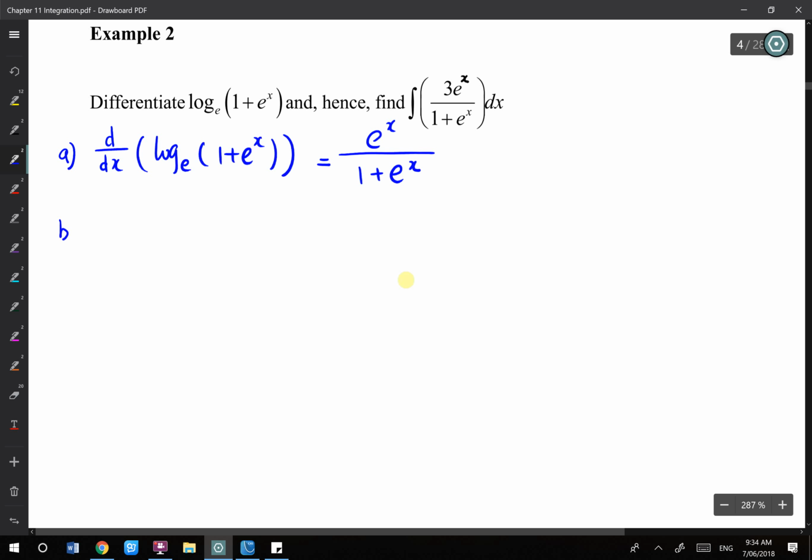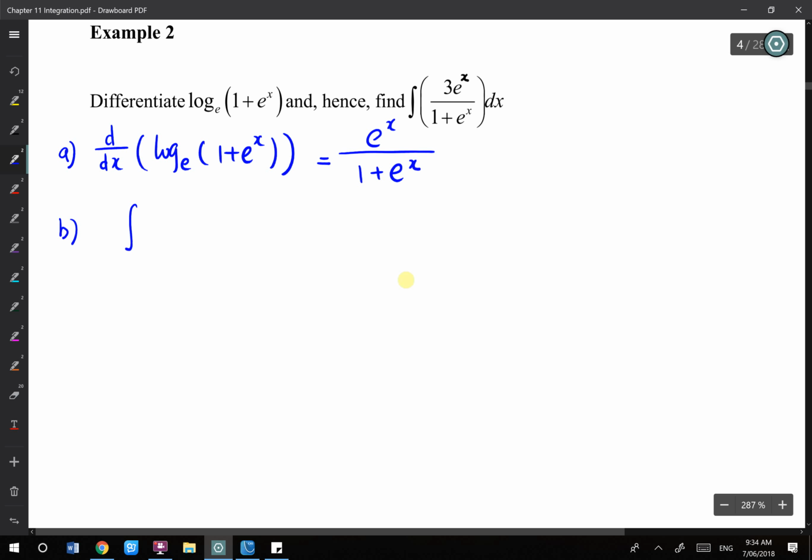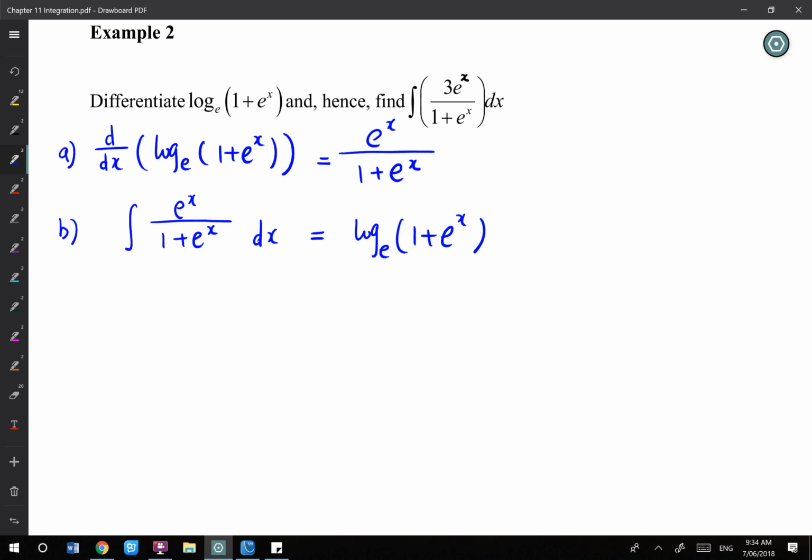So that's part A. Part B now asks you to antidiff this. Well, I have no idea how to antidiff that. But observe the f'(x) you get here. This really looks similar to this one, it's just the coefficient that is different. So the first thing I will set up is to go backwards. The integral of e^x over 1 plus e^x dx will definitely give me log_e(1 plus e^x). I diff that, it gives me that, and antidiff that will go back to log_e(1 plus e^x).